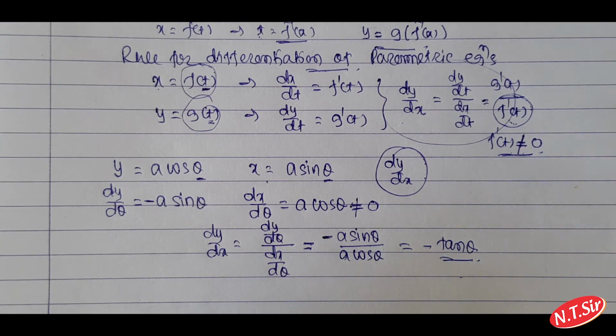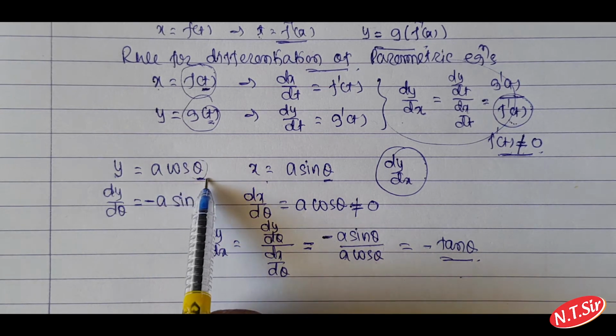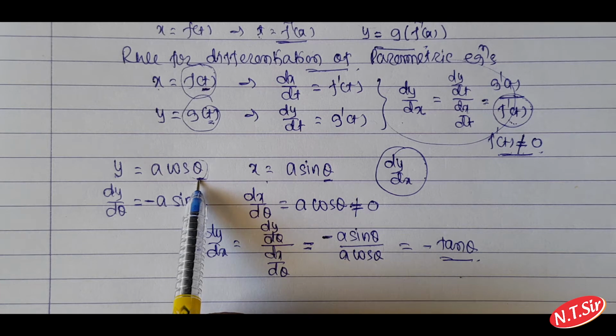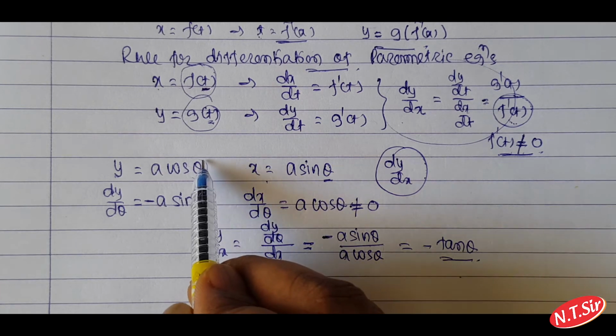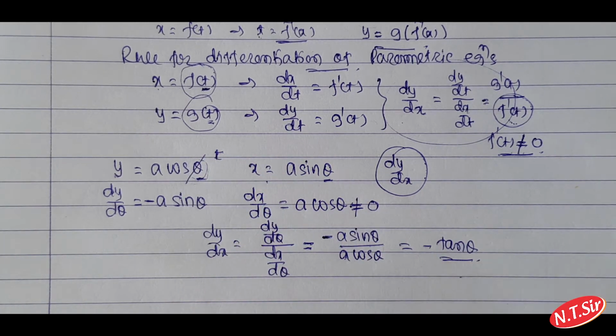So like this, in parametric differentiation, you have to differentiate the given functions with respect to the given parameter. If theta is given, you differentiate with respect to theta. If it is given as t instead of theta, you differentiate with respect to t, and find the value of dy by dx using this rule.